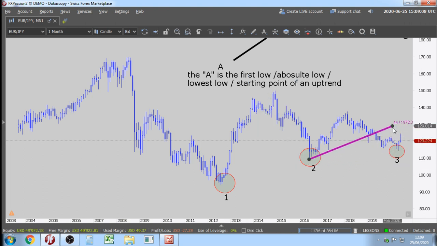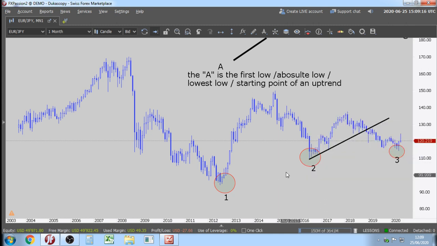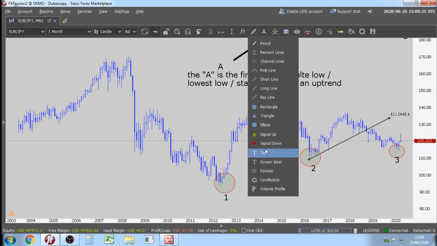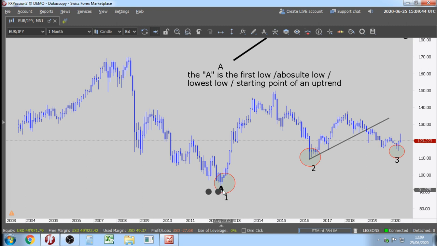Is the number two also an A? What would you say, everybody? All of you are half correct, half right. Yes, number one is an A. What about number two? Is number two an A? So number one, yes, it's an A. Great. What about number 2? Is number 2 an A?